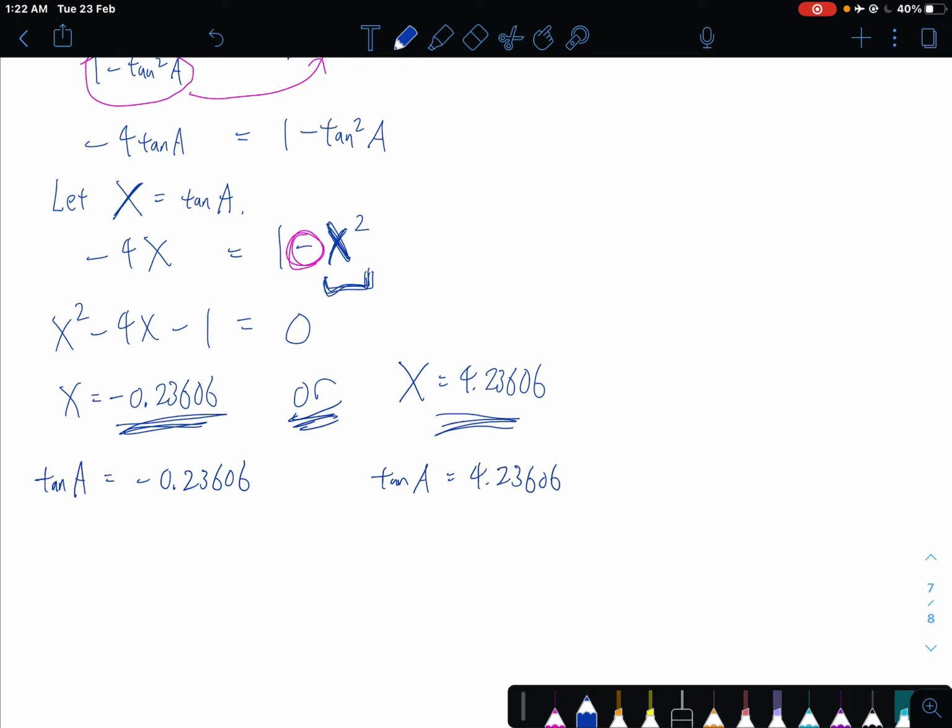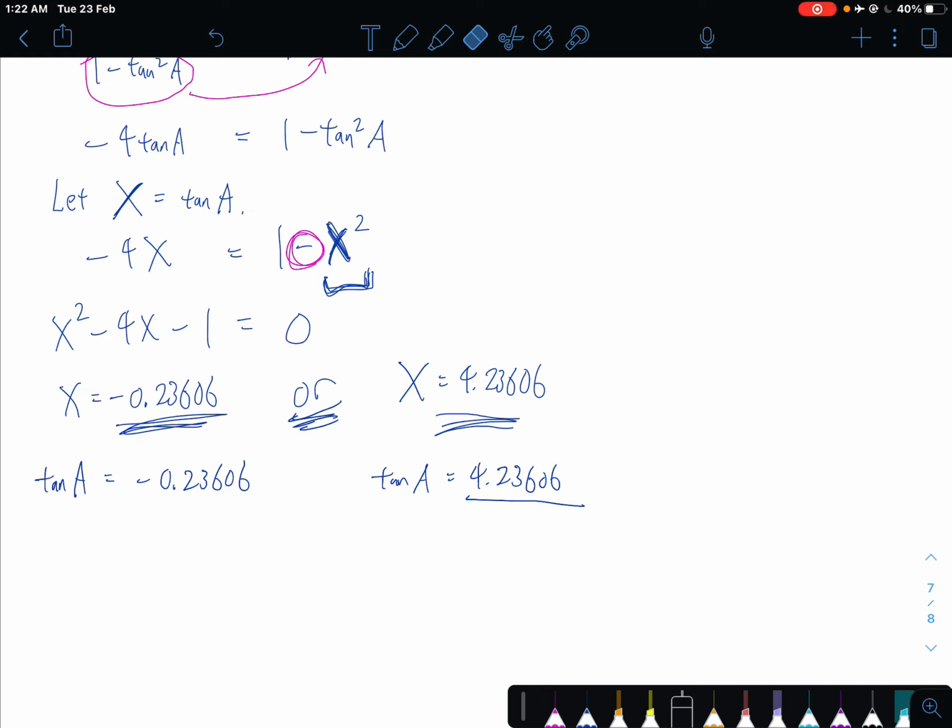4.23606. Now, is there a problem? Oh, this one is more than 1, you know? I remember there's a rule, right? Something like, if it's more than 1 or less than -1, then you cannot solve for the angle in a periodic function, in sine, cosine, tangent. Is that right? Wrong.